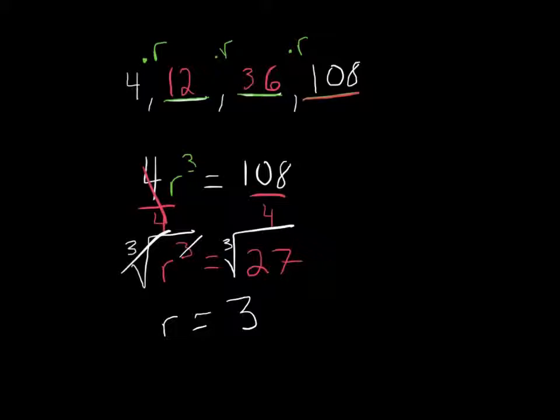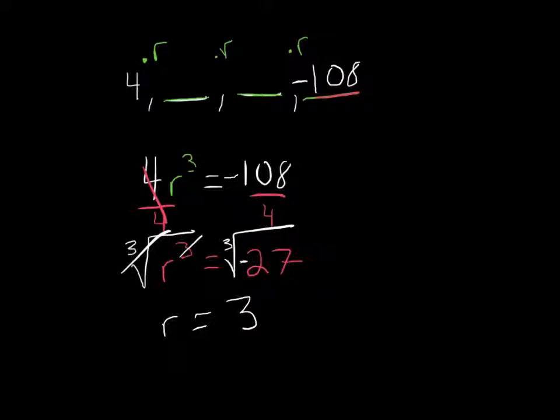Now, let's do something a little bit different. Let's say that we were given not a positive 108, but a negative 108. How do you think that this would change our common ratio? So let's go through and change this 108 to be negative. And we know that a negative divided by a positive would just be a negative 27.